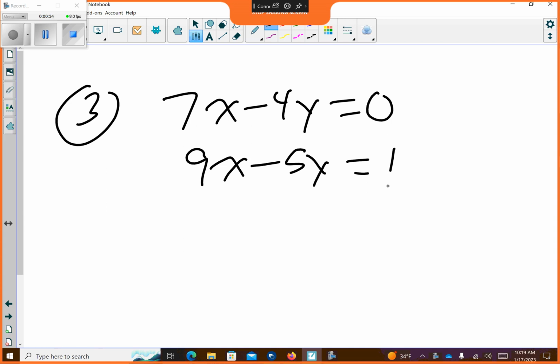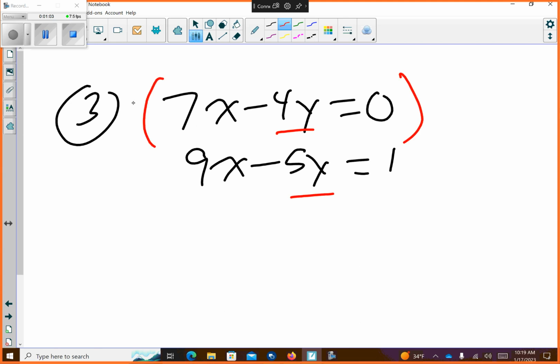So what I have to do is decide, should I get rid of the x's or should I get rid of the y's? Well, in my mind, with 7 and 9, I'd have to multiply the whole top by 9 and the whole bottom by 7. Or if I want to get rid of the y's, I could multiply the whole top by 5 and the whole bottom by 4, where one of them becomes negative. So I would probably choose to get rid of the y's.